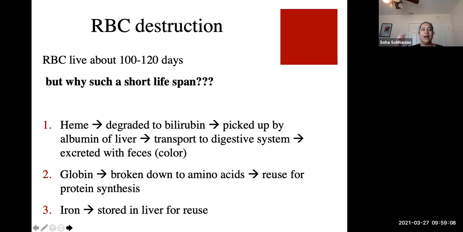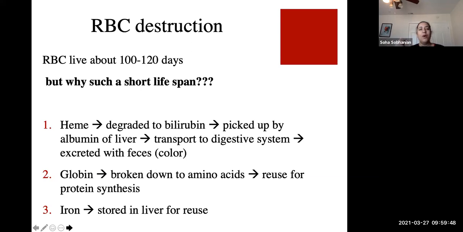So what is going to happen to those red blood cells after those 100, 120 days have passed? Because red blood cells are literally 95% packed with hemoglobin, when I'm destroying a red blood cell, I'm actually destroying hemoglobin. And when I'm destroying hemoglobin, I'm destroying the heme, the globin, and the iron, right? So when I ask you what happens when I destroy red blood cells, I'm asking you what is happening to the three components of the hemoglobin.